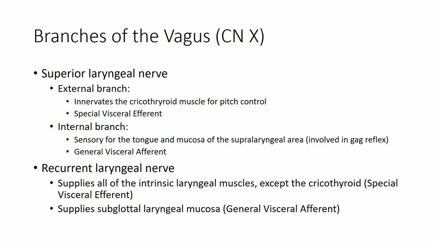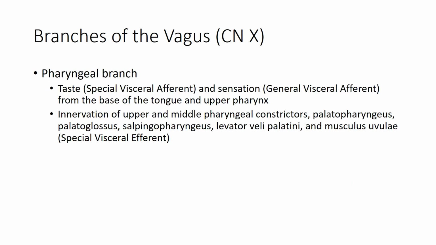The recurrent laryngeal nerve provides innervation for all of our other larynx muscles. There is also a pharyngeal branch to the vagus nerve that innervates a few additional muscles in the oral cavity and is also one of our taste sensors.